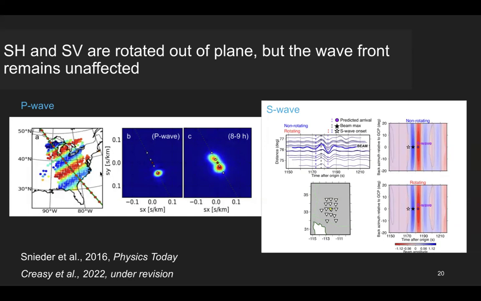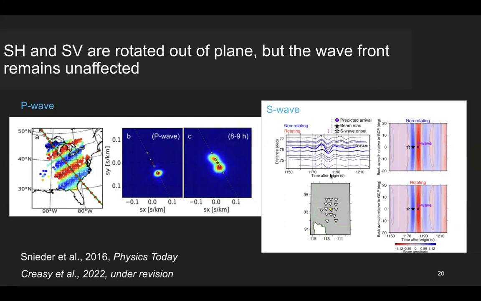They looked at real data. This is the TA array. They looked at the P wave beam forming, the direction it was coming in from. They looked at the P wave initial arrival here, and then some kind of P wave reflection about 8 or 9 hours later, and they could find no difference.